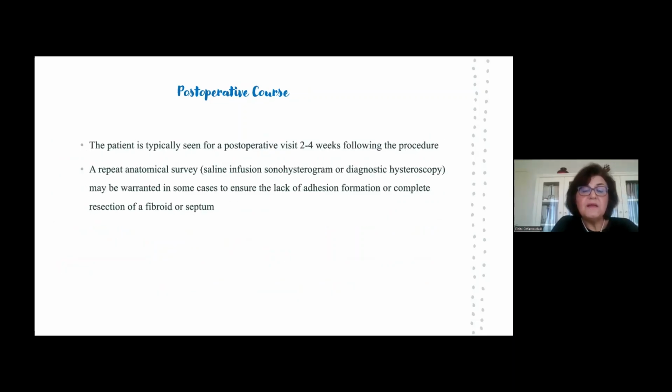Postoperatively, the patient is typically seen for a postoperative visit 2 to 4 weeks following the procedure. A repeat anatomical survey, saline infusion sonohysterography, or diagnostic hysteroscopy may be warranted in some cases to ensure the lack of adhesion formation or to ensure that we have complete removal of the fibroma or septum.